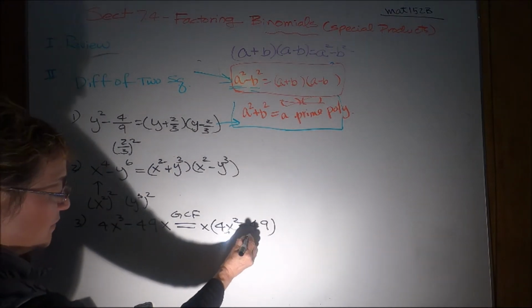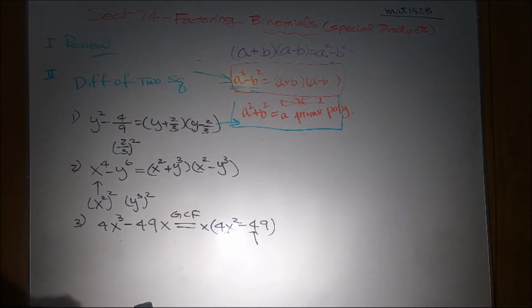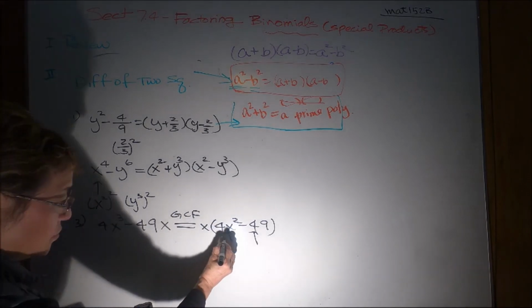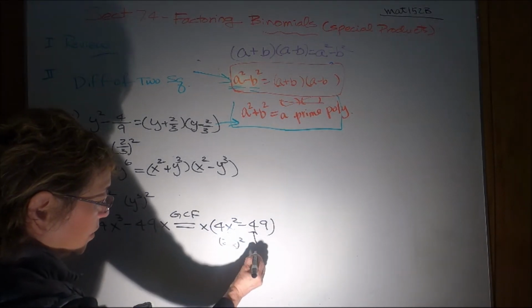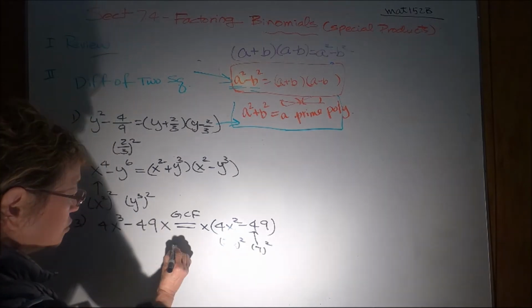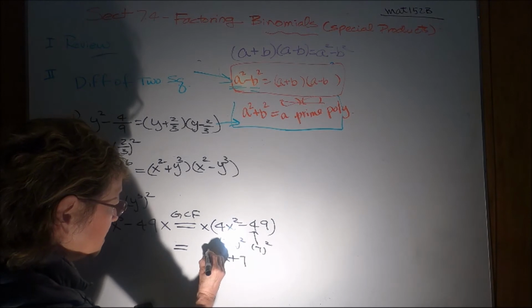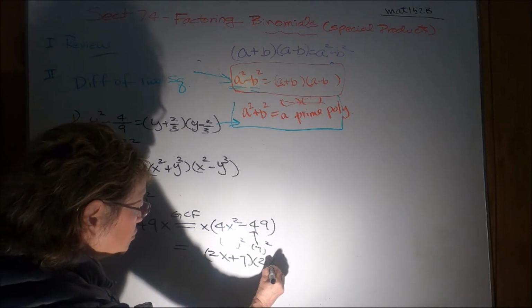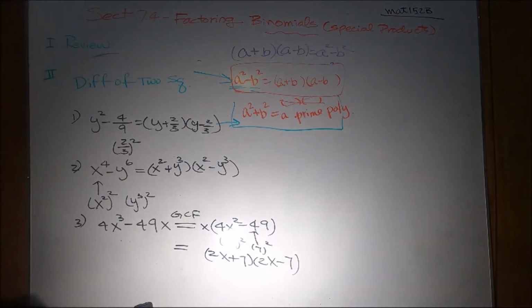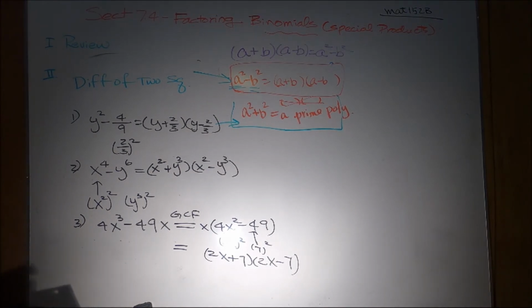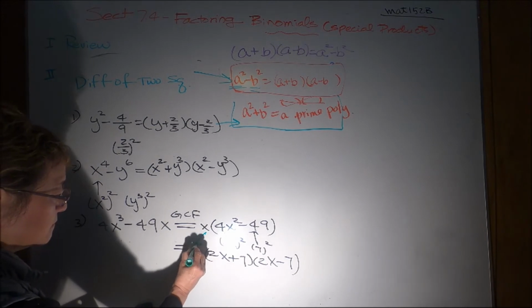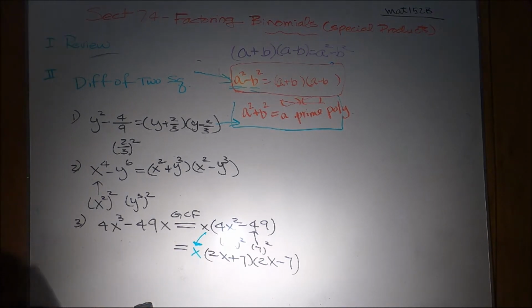Would that be a perfect square? Yes. That would be 2x squared and what? 7 squared. So what should you do? You have 2x. You break down the difference of two squares, one with minus, one with plus. However, if you do that, what did you miss? Don't forget to carry down your x, right?